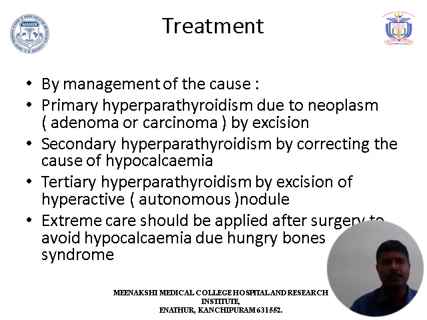So the treatment is you have to treat the primary cause. If it's primary hyperparathyroidism due to adenoma of the parathyroid gland, then you have to excise the gland. Secondary hyperparathyroidism occurs because of a low calcium level in the blood. So you have to improve the calcium level so that you can correct the secondary hyperparathyroidism. Tertiary is due to continuous stimulation by low calcium level in the blood. It leads to autonomous nodule formation that leads to tertiary hyperparathyroidism. So you have to excise that autonomous nodule.